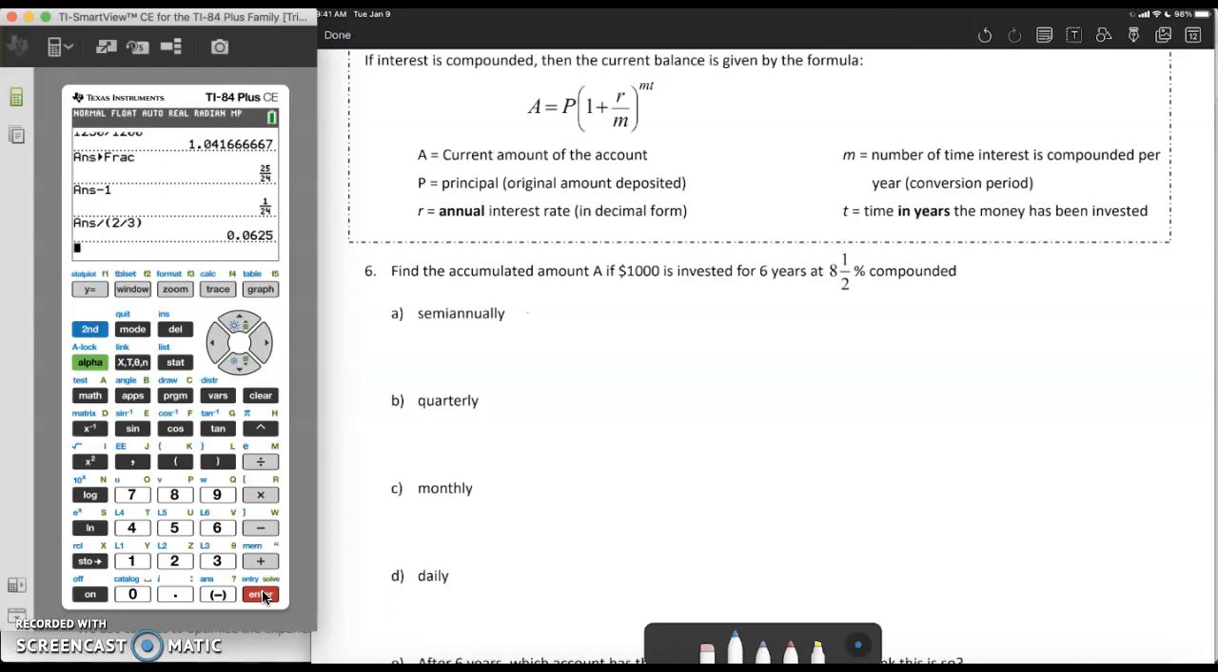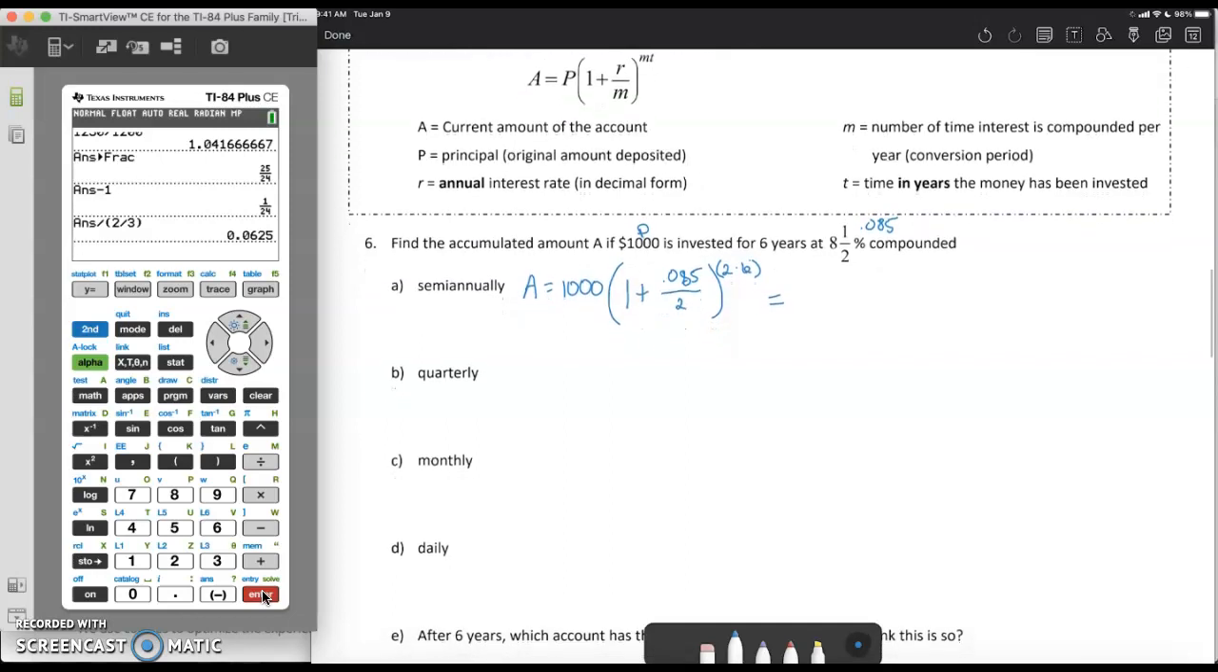So for semi-annually, we'll have A equals, the principal is 1,000, then a big parenthesis, 1 plus the rate. So 8.5% is 0.085. Compounding it semi-annually is 2 times a year. And then my exponent is 2 times 6, 2 times 6 for 6 years. I'm going to actually set all these up and then go to calculating, because when we calculate them, we can sort of just change one value.